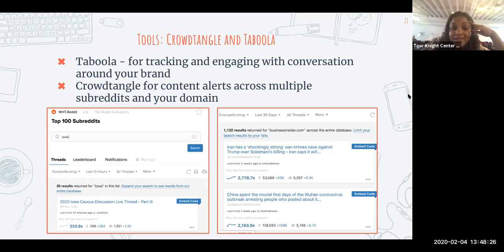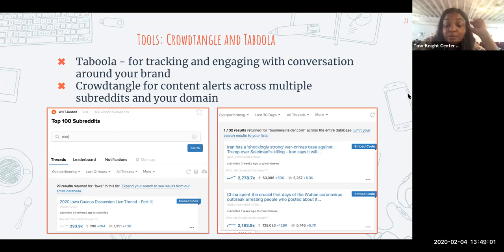But what CrowdTangle does for Reddit is it will track subreddits in any way you slice or dice them. So this is basically a list that tracks the top 100 subreddits. So what I did yesterday is I said, okay, what are people saying about the Iowa caucuses? And I'm able to see what Reddit threads are happening around this particular subject line. You can do that with anything you want. You can also save a search so that you get an alert every time there's an increase in Reddit activity around Iowa caucuses or politics or whatever it is that you're covering. And that's actually one of the most helpful ways to do it.